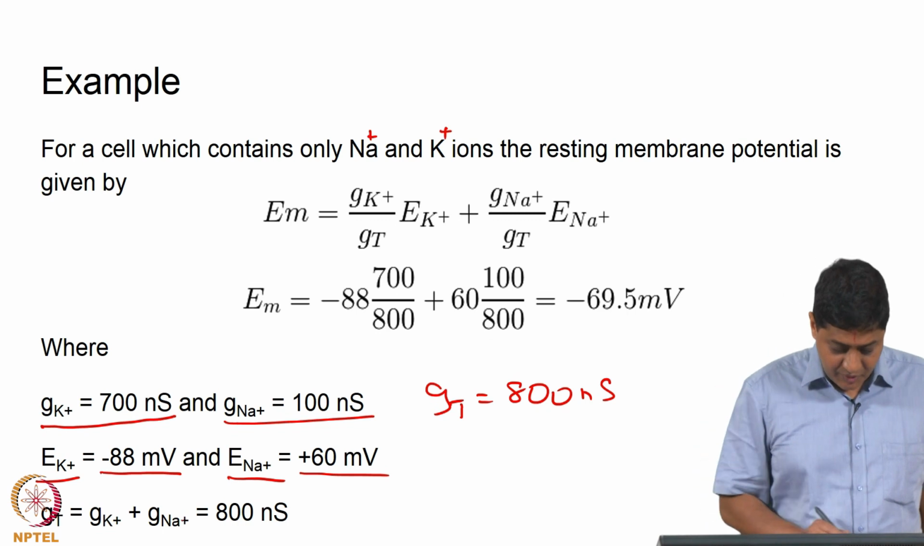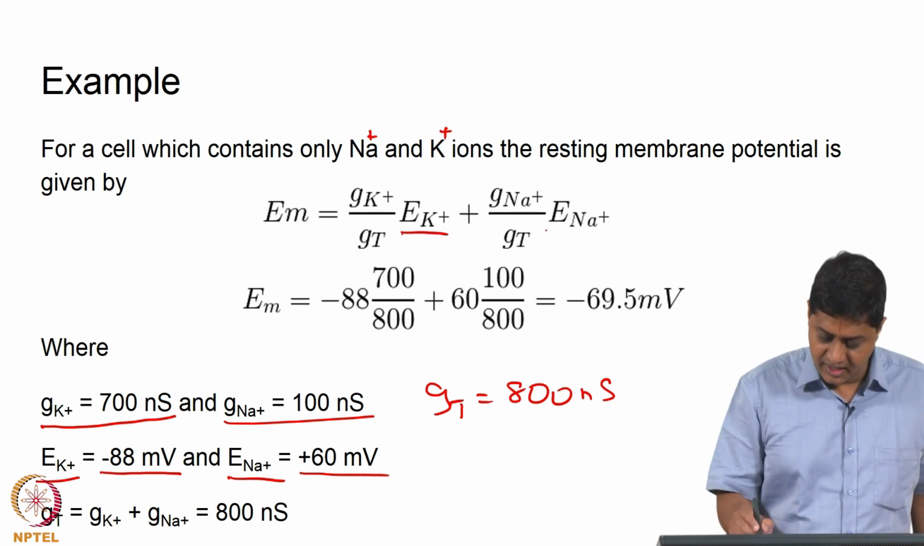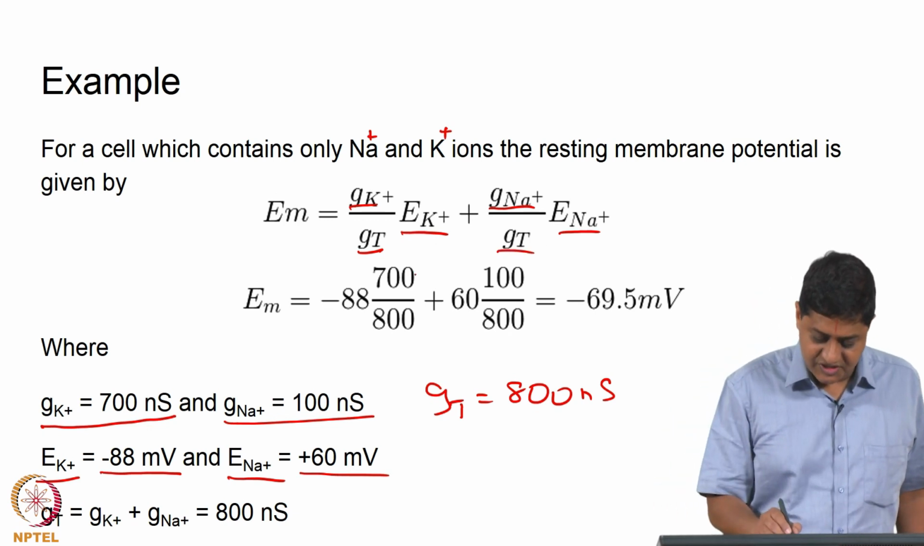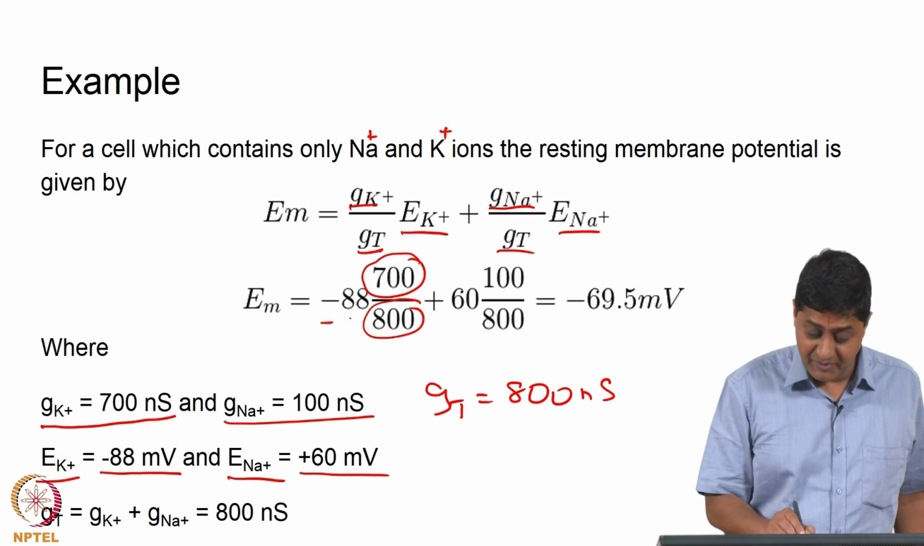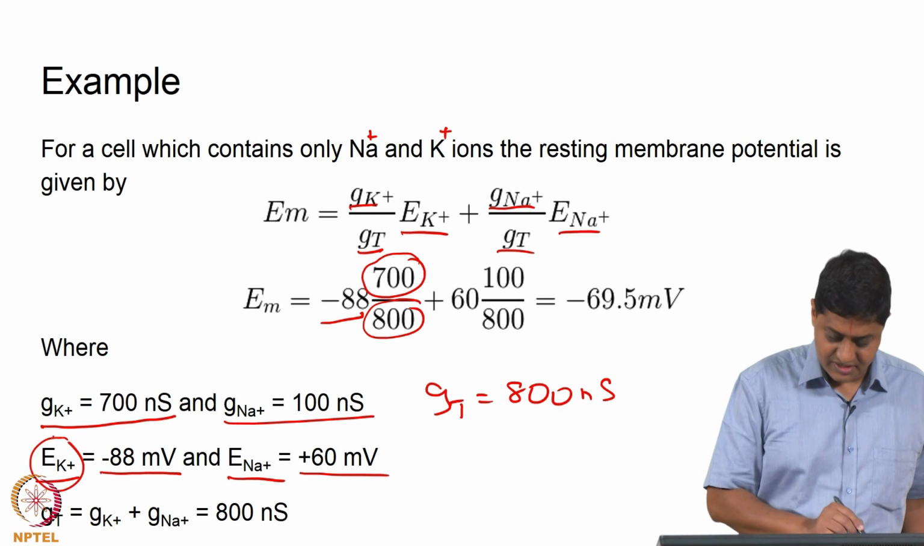So, let us suppose I know EK, I know ENA, I know GNA, I know GK, and GT is basically GK plus GNA, is it not, that is 800. Now, I could actually substitute these values. So, that is 700 by 800 multiplied by minus 88. What is minus 88? That is EK, is it not?